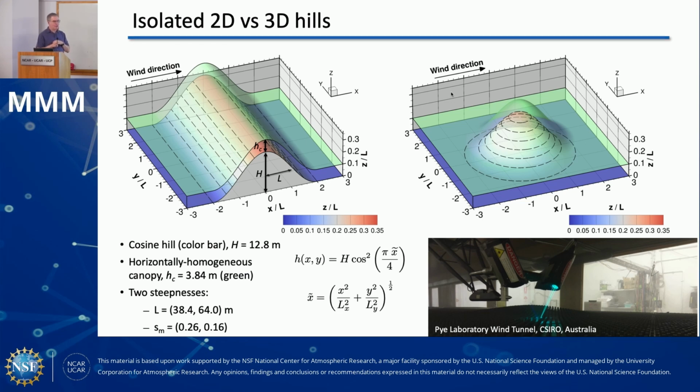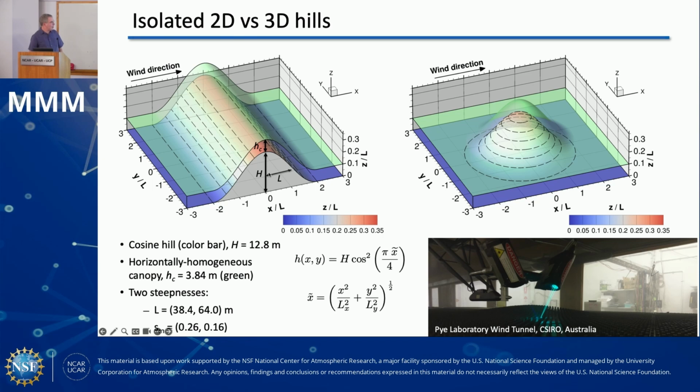So these are of cosine shape. We are matching a wind tunnel experiment that was done down at the Pi Lab in CSIRO with a cosine shaped hill that is 12 meters tall in my model, not in the wind tunnel. So this is a scaled up version of the wind tunnel. And the trees on top, so this is the height of the trees, is about 3.84 meters.